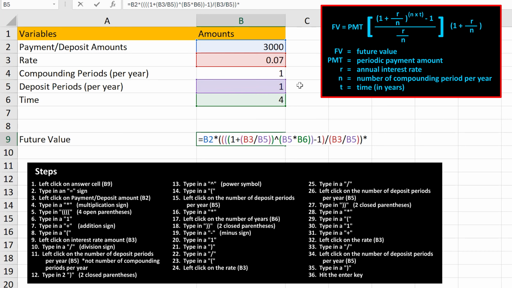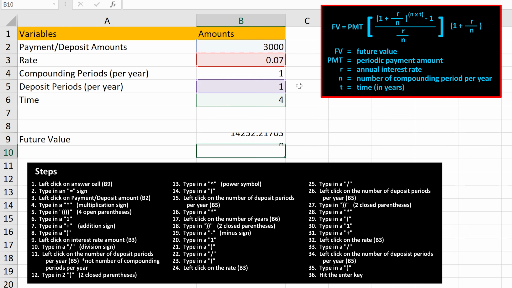Next, we type in a multiplication sign, then another open parentheses. From here, we type in a 1, followed by an addition sign. And next, we left-click on the rate, cell B3, and then we type in a division sign. Now we need to left-click on the deposit periods, cell B5. Then we type in a closed parentheses to close off the formula. From here, we hit the Enter key, and we have our answer of $14,252.22 rounded off, which is the future value of the annuity.